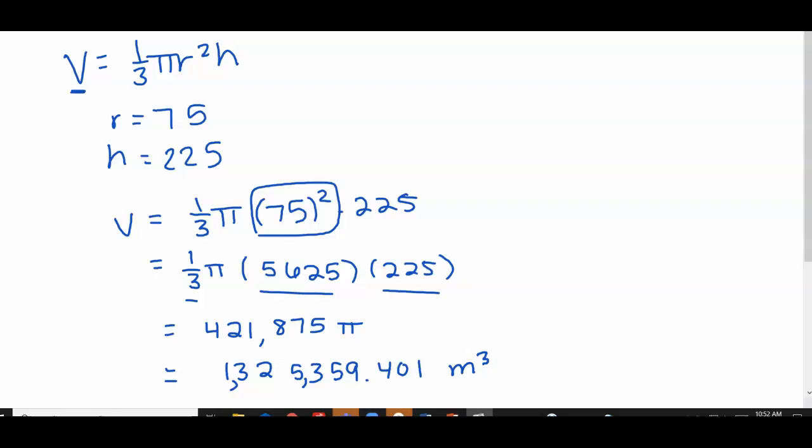Volume is meters cubed. And that should make sense because it's radius squared, which would be meters times meters, and the height, which is meters. Okay, now your homework is that next page in the packet.